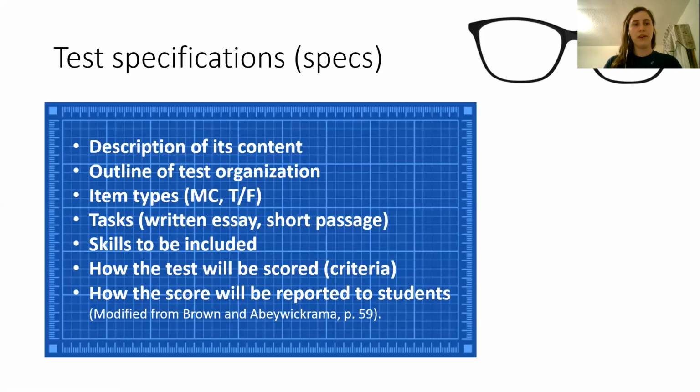All right, so for our test specifications, the book mentions it's like a blueprint. So you should describe the content of the exam, which should match your objectives, and you should outline the test organization and decide what item types you'll use. Will you use multiple choice, true, false? What tasks will you use? Like, will you use a written essay or a passage? What skills will be included, and then how the test will be scored. So you need to have an idea of your scoring criteria, and then how you'll report the score to the students.